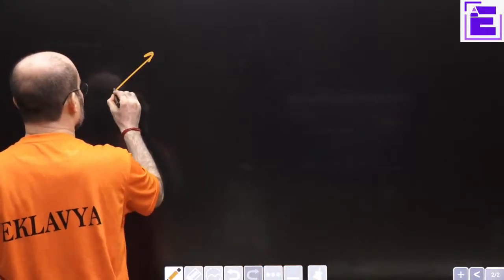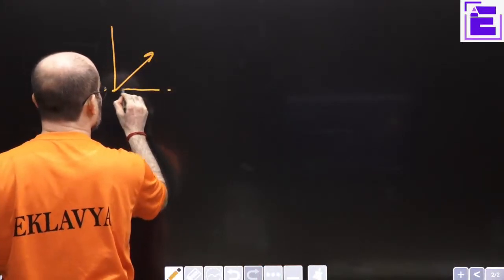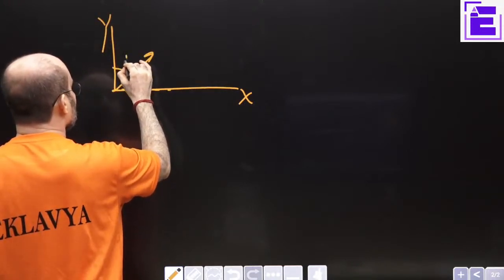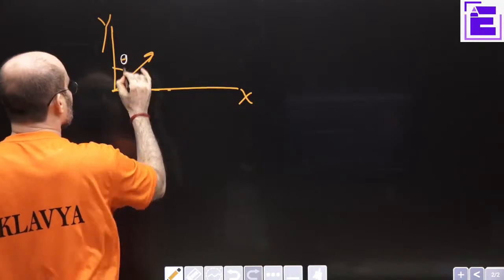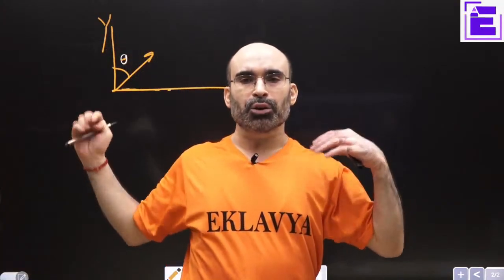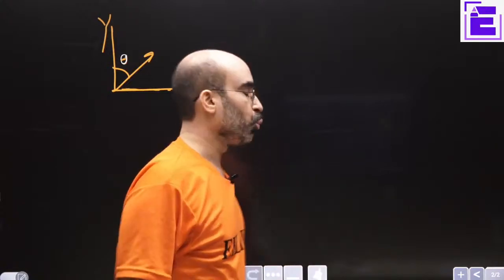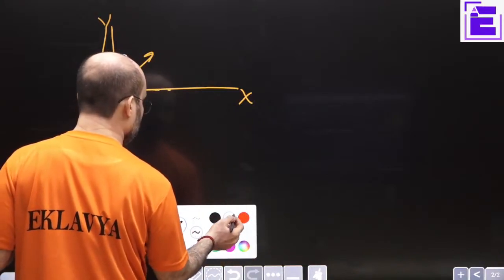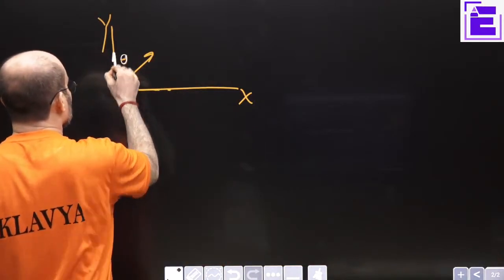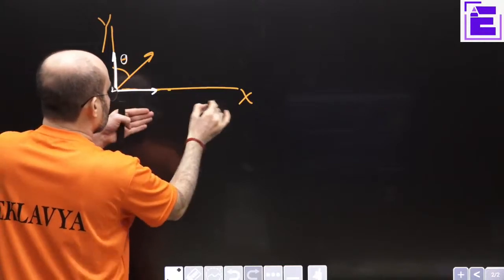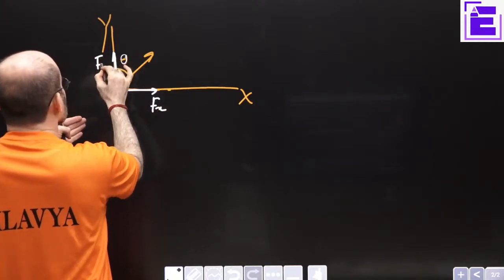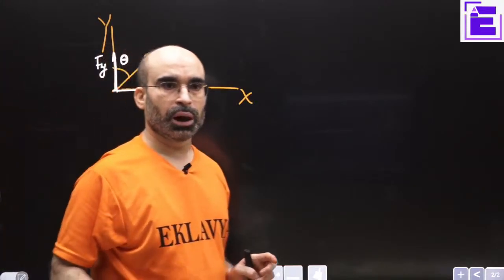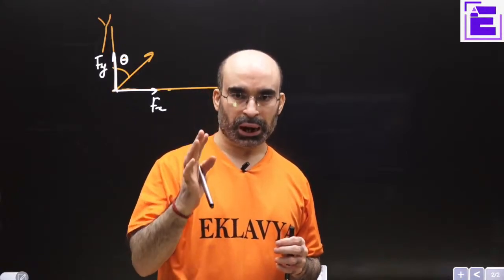If a vector is given, this is the x-axis, this is the y-axis, in this manner also we can find it out. The components will be like this. One component along this, one component along this. So this is obviously Fx and this is Fy. How to get this? We will understand.